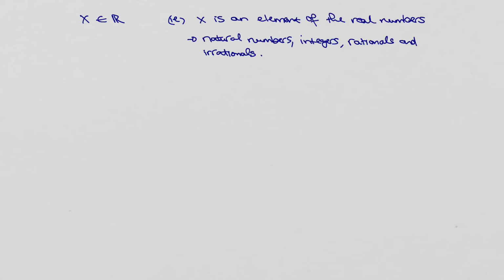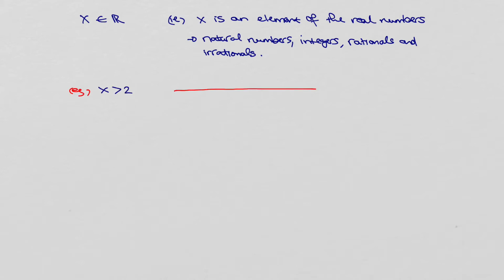So when we have x as an element of the real numbers, what does this mean? Well, we've alluded to this. This is going to be everything. Everything means the real numbers, the natural numbers, the integers, the rationals, and the irrationals. So how do we represent this on a number line?